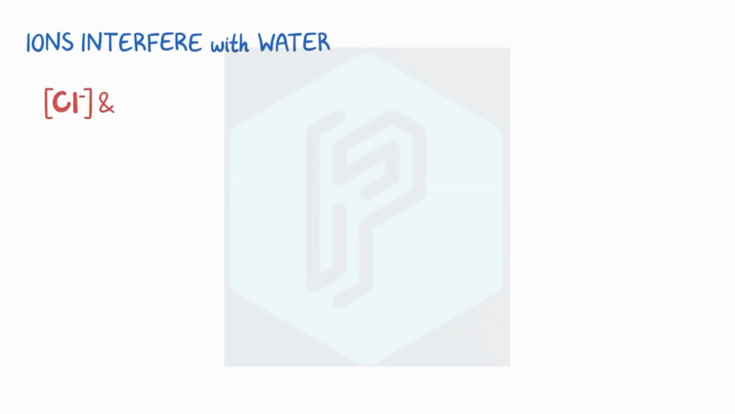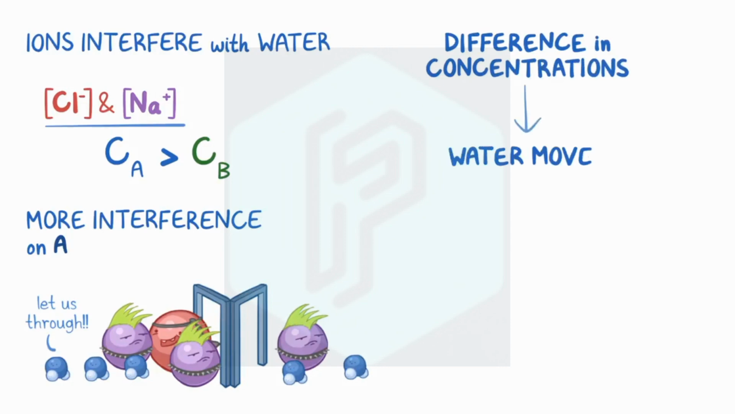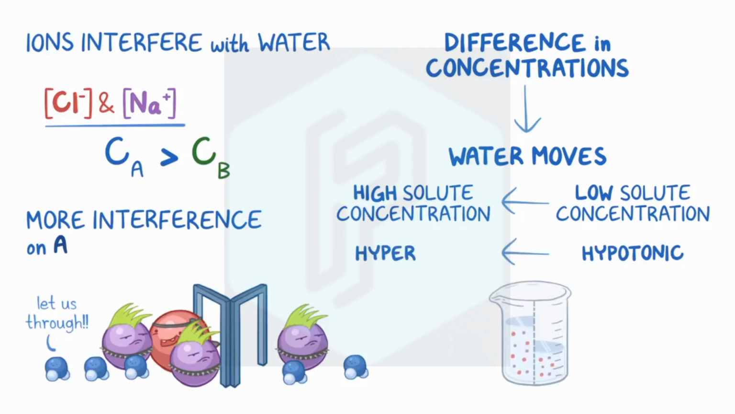And since the concentration of ions is higher on side A than side B, more of this interference is happening on side A. As a result, more water molecules are ultimately able to get from side B to side A than in the other direction. All in all, this means that when there's a difference in concentrations, water molecules move from an area of low solute concentration to an area of high solute concentration. Put differently, they move from the hypotonic side, where there's relatively more water, to the hypertonic side, where there's relatively less water.